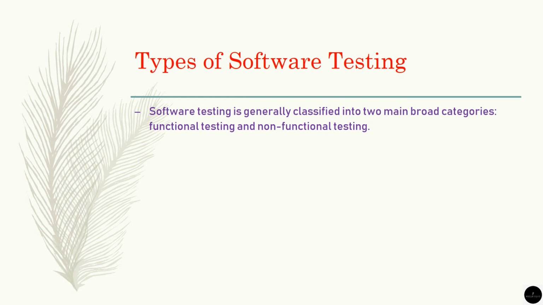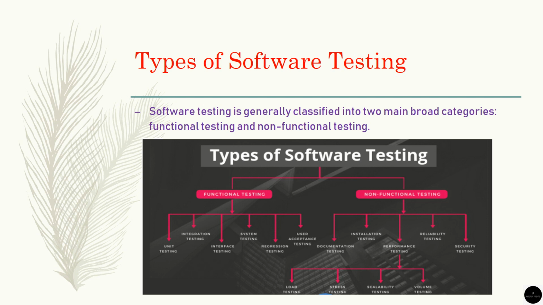So what are types of software testing? Software testing is generally classified into two main broad categories, that is functional testing and non-functional testing. Functional testing is further classified into unit testing, integration testing, interface testing, system testing, regression testing, and user acceptance testing. Non-functional testing is classified into documentation testing, installation testing, performance testing, reliability testing, and security testing. Performance testing is further classified into load testing, stress testing, scalability testing, and volume testing.